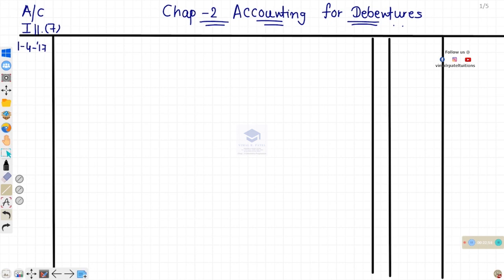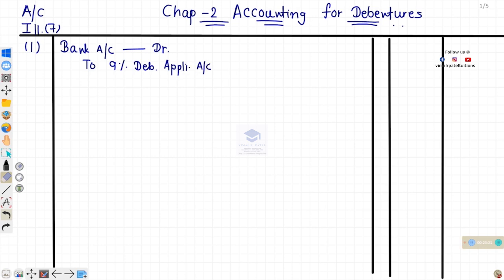Now, take the date of the first year's entry. Bank account debited to 9% debenture application, 5000 into 25.